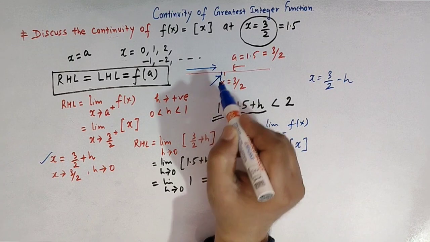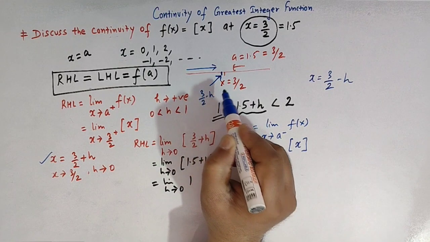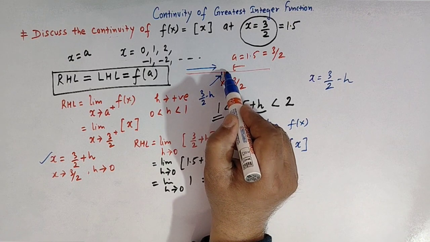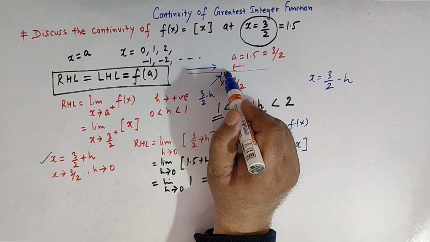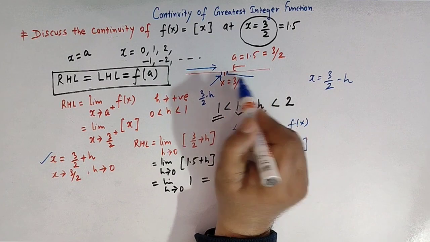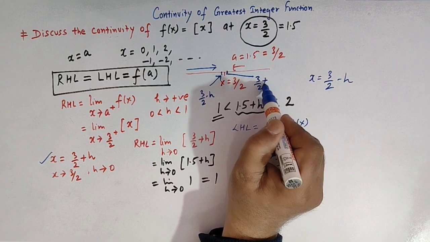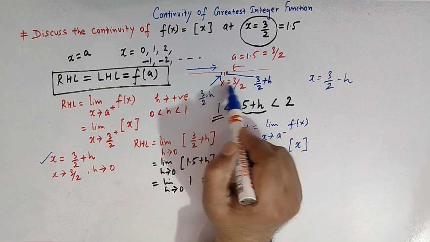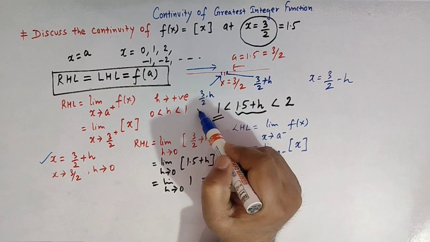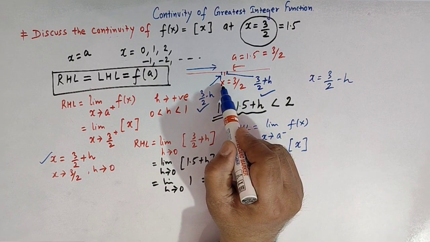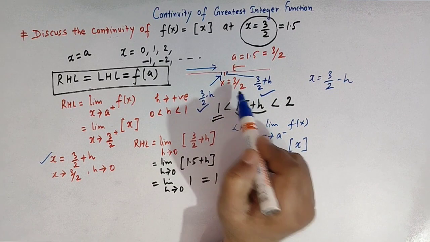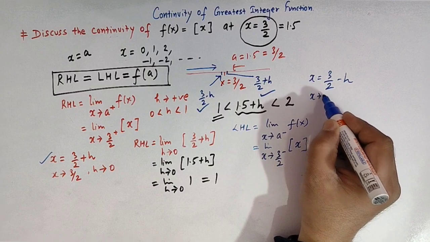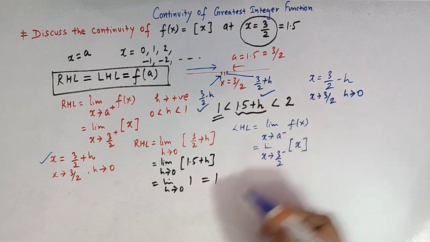So this point is actually 3 by 2 minus h, and this point is very close to x is equal to 3 by 2. And similarly, in case of right hand limit, we had this point, and this point was 3 by 2 plus h, and again this point is also very close to x is equal to 3 by 2, right? So these 2 points are in the neighborhood of x is equal to 3 by 2, right? So now we can take x is equal to 3 by 2 minus h. So when x tends to 3 by 2, h tends to 0, right?